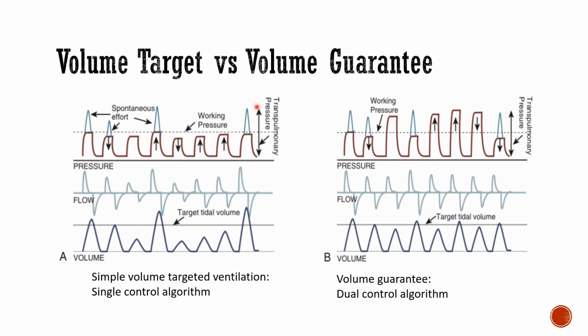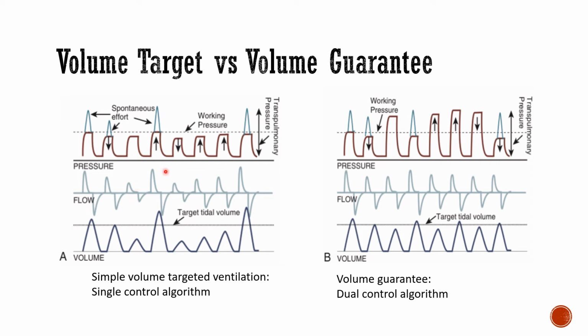Simple volume target ventilation versus volume guarantee ventilation. Simple volume targeted ventilation uses a single control algorithm in which the ventilator uses the working pressure based on the corrected end expiratory tidal volume of the immediately previous breath. Now let's say there is a spontaneous effort here. So a much lower inflation pressure will be required to achieve our set target tidal volume. When this is succeeded, however, by a controlled breath, much lower tidal volumes will end up being delivered as the ventilator senses lower inflation pressures required.